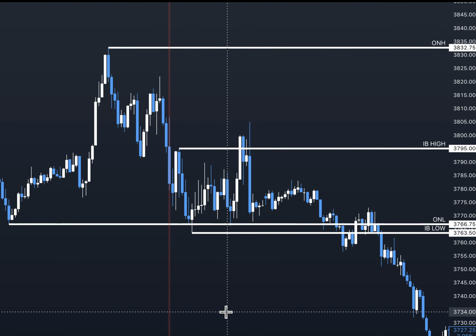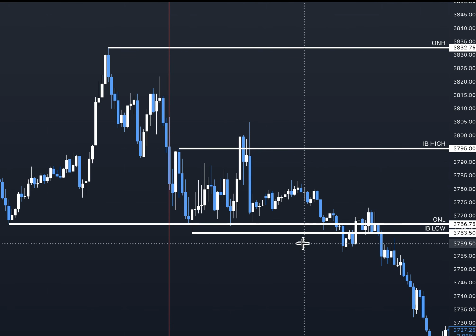Typically, it will take out either the IB high or the IB low. Rarely will it take out both. That's like less than 5% of the days. And it's another really low percentage that it doesn't take out either. But in most cases, it's going to take out one of them.